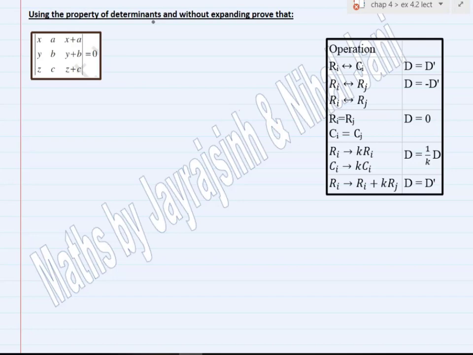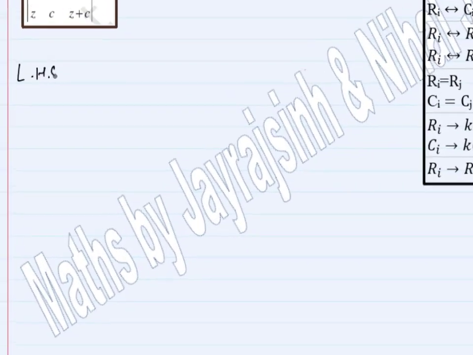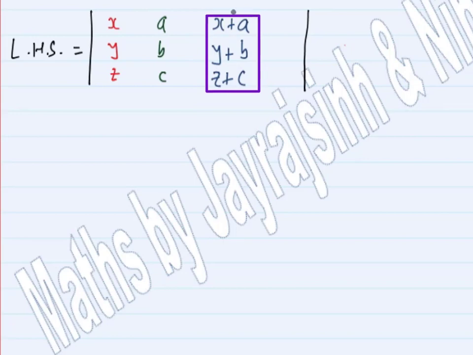Using the property of determinant and without expanding, we have to prove that the value of this determinant is equal to 0. Let's begin with the left hand side. Here we have x plus a, y plus b and z plus c in the third column. So if we add the second column into the first one, then we will get the same quantities. So the preferable operation is C1 gives C1 plus C2.